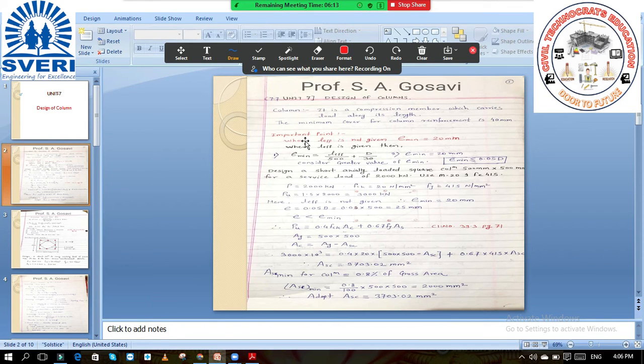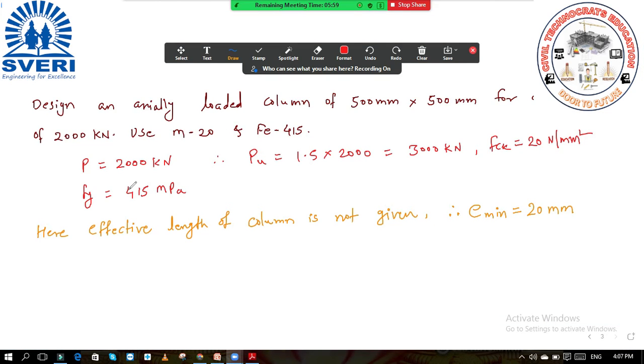Okay, now calculate the eccentricity e and check whether that e is greater than e minimum or e minimum is greater than e, so that we can calculate the load carrying capacity of the column. So now my next step is I will calculate e. That was minimum eccentricity. Now we will calculate the actual eccentricity in the column. So it is 0.05 into D. D is 500. So 5 5s are 25. So it is 25 mm.